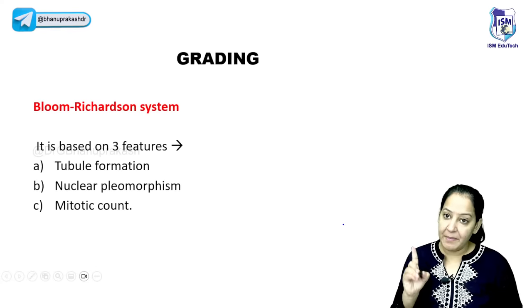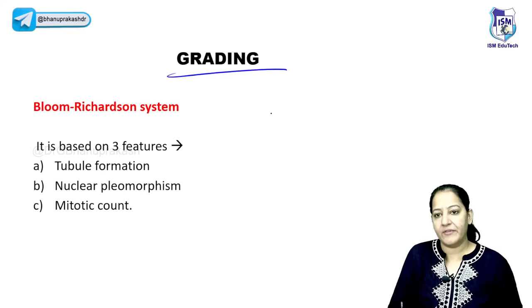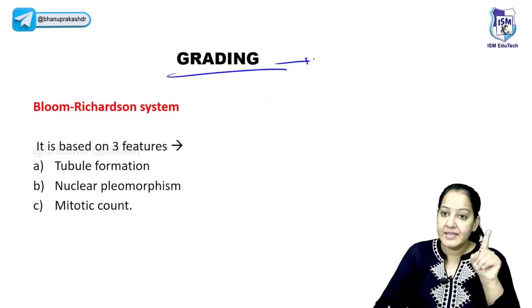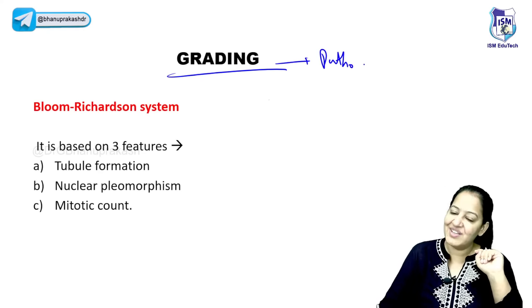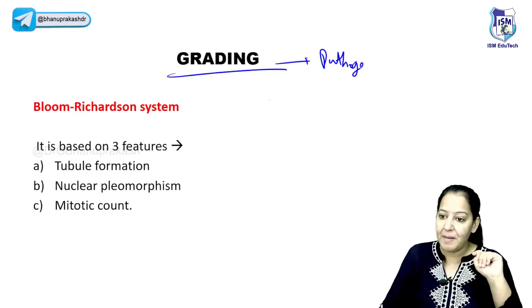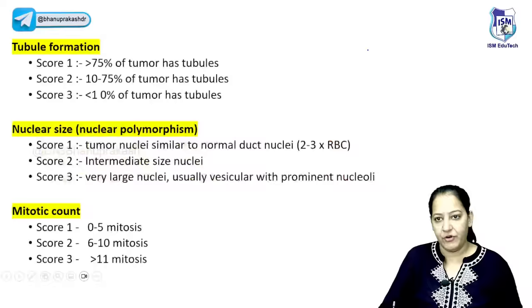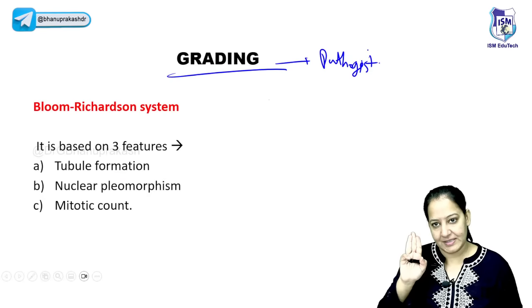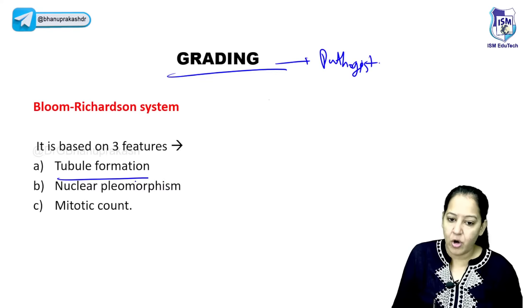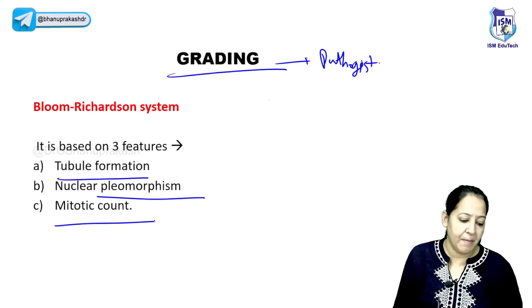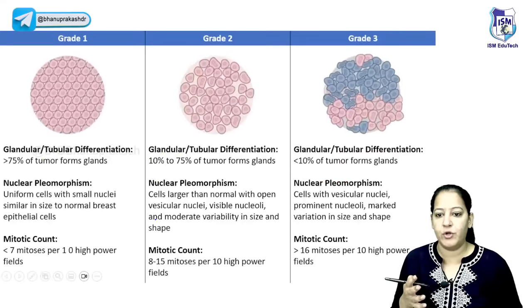After that, coming to the grading of the tumor. How do you do the grading? The grading is done by a pathologist and staging is done by a clinician. The grading is done by a pathologist because grade is seen on microscopy. So make the slide of your tumor. You have to look for three things. Are tubules there or not there? Is pleomorphism there or not there? Is mitosis there or not there? Let me explain what you mean by that.